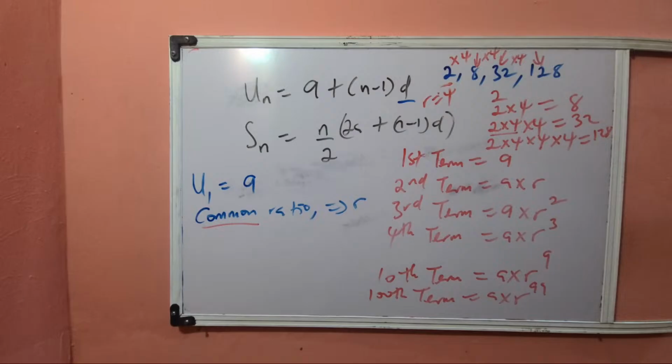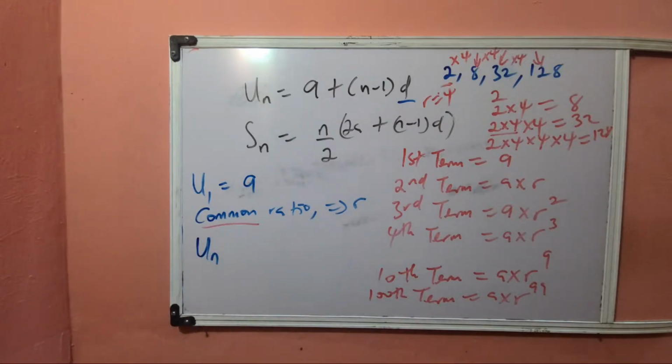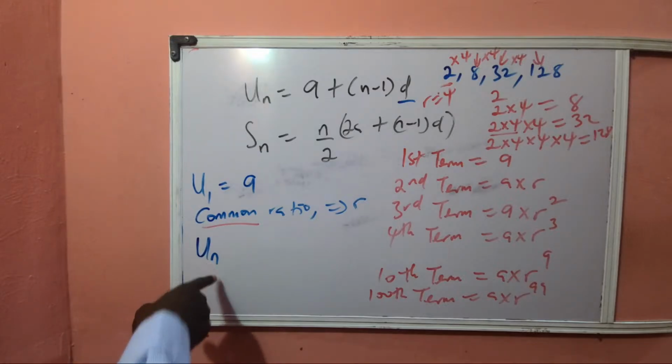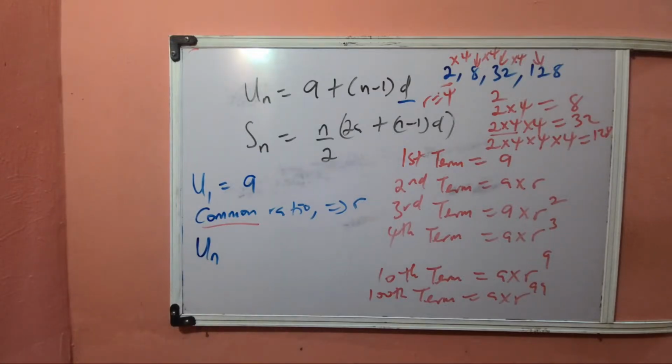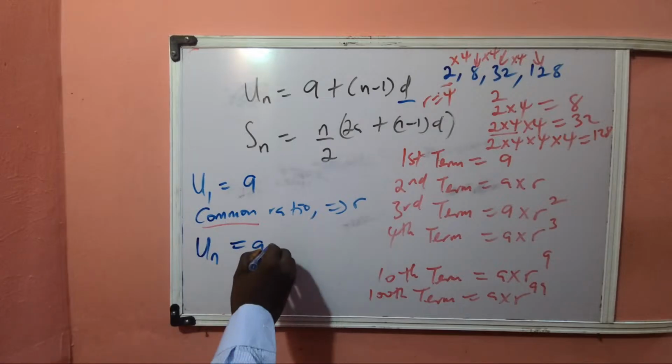Now, the next thing to pay attention to is what we call the general term of a GP. From what we just wrote, we can generalize and make our general equation of a GP, Un. Of course, this n signifies the particular term. If it was the first term, it would be u1, second term would be u2. But if we have n, of course, we're trying to make a general assumption here. Un will be equal to a r.